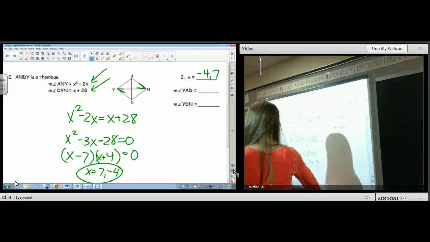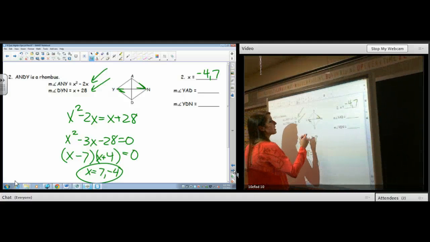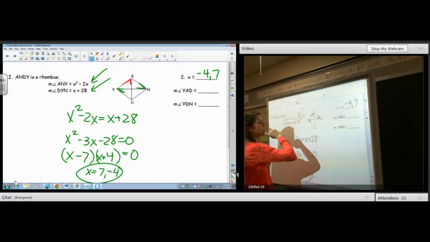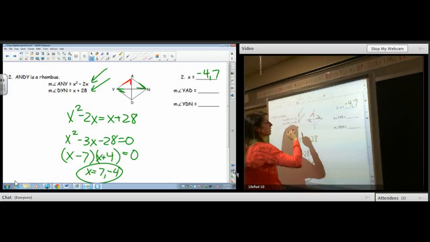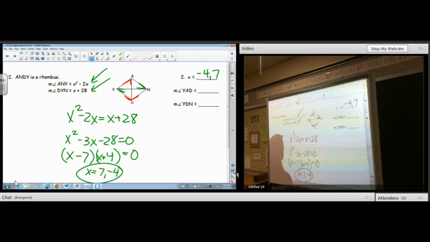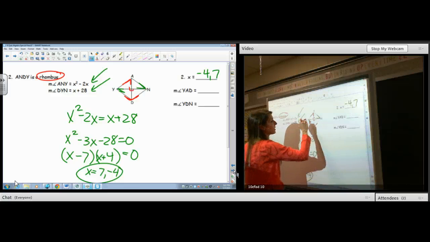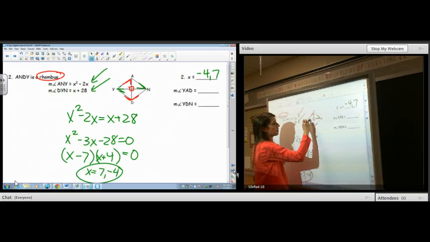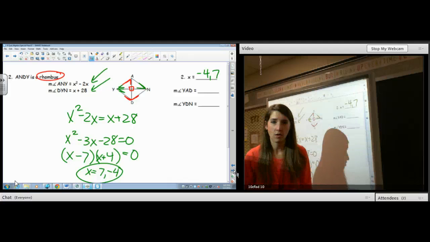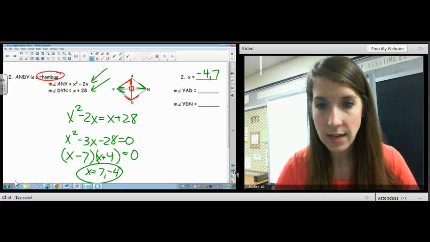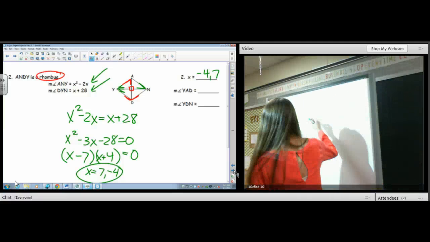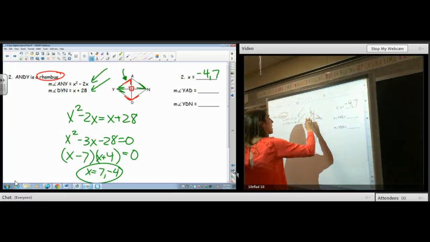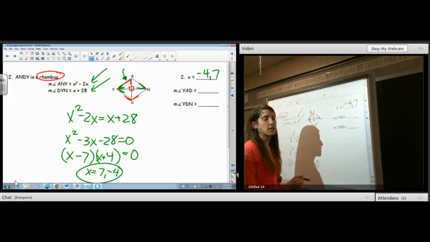All right, so it's asking for angle YAD. So it's asking for this one right here. And YDN. Okay, so let's find angle YAD first. Since this is a rhombus, I do know that we've got right triangles. And I know the diagonals bisect the angles, so I bet if I find my green angle, all I need to do is subtract it from 90 to find that first red angle. So I'm looking at this right triangle right here. If I know this green angle, then the red angle is the complement of that green angle.